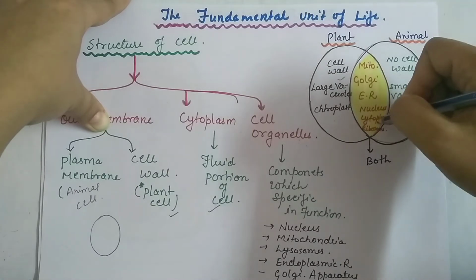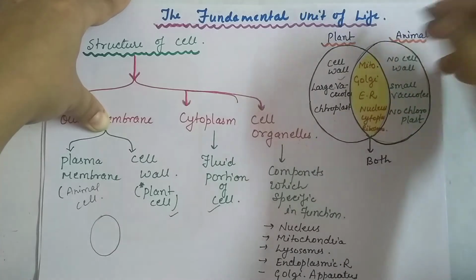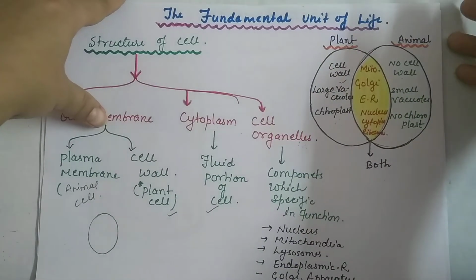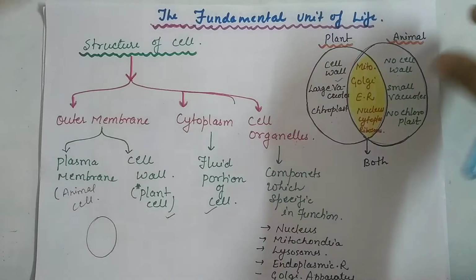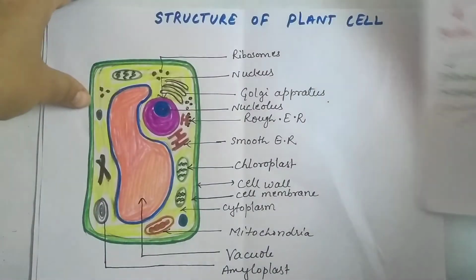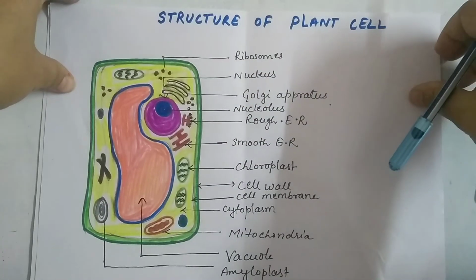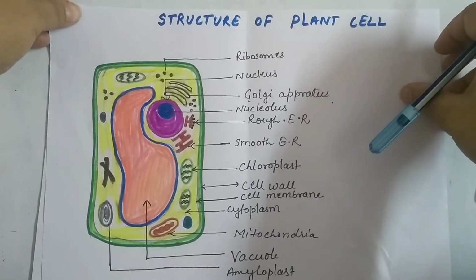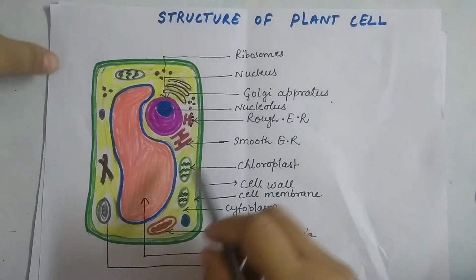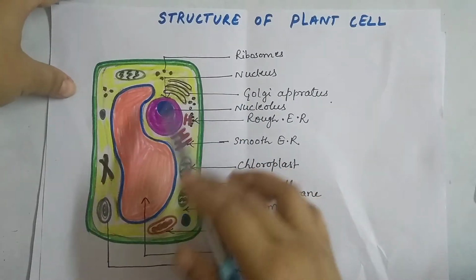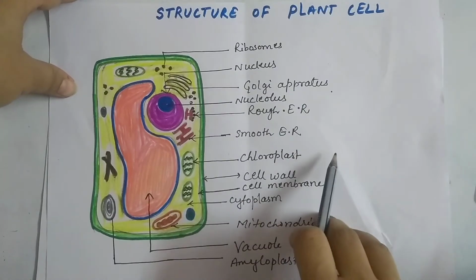So these are some common things which you can see in both plant and animal cells, but there are some differences here. So we will study the plant cell and animal cell separately. Now, the structure of the plant cell. What is the structure of the plant cell? This is the basic structure of the plant cell.